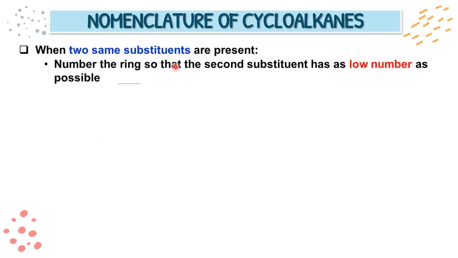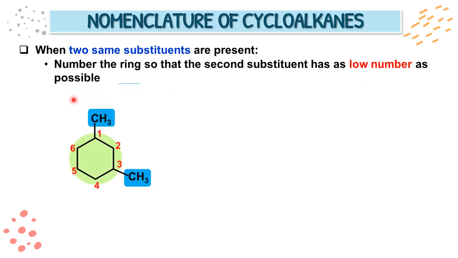When two substituents are present, we number the ring so that the second substituent has as low a number as possible. For example, this one. I have a cyclohexane over here and we have two alkyl groups, methyl. Let me just label this: this is methyl, and this is methyl. Actually, we have two possible numberings.